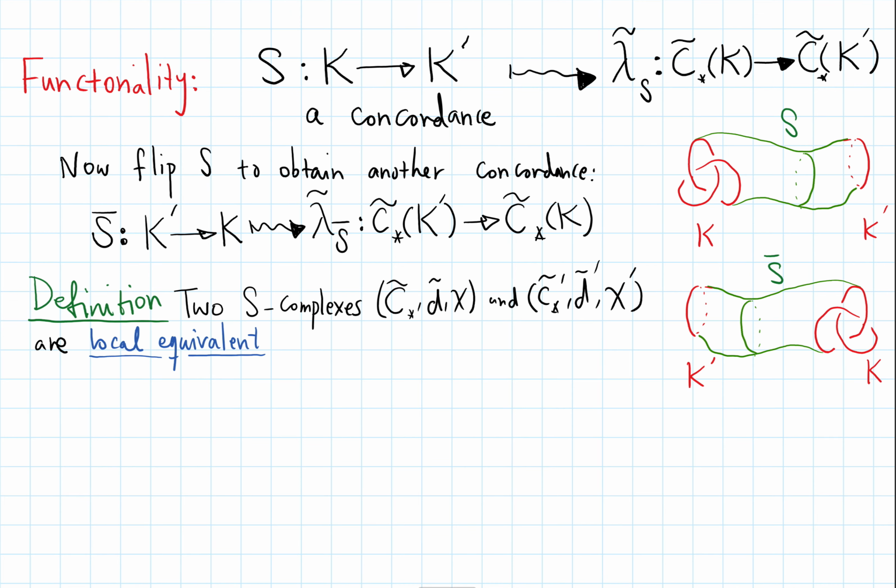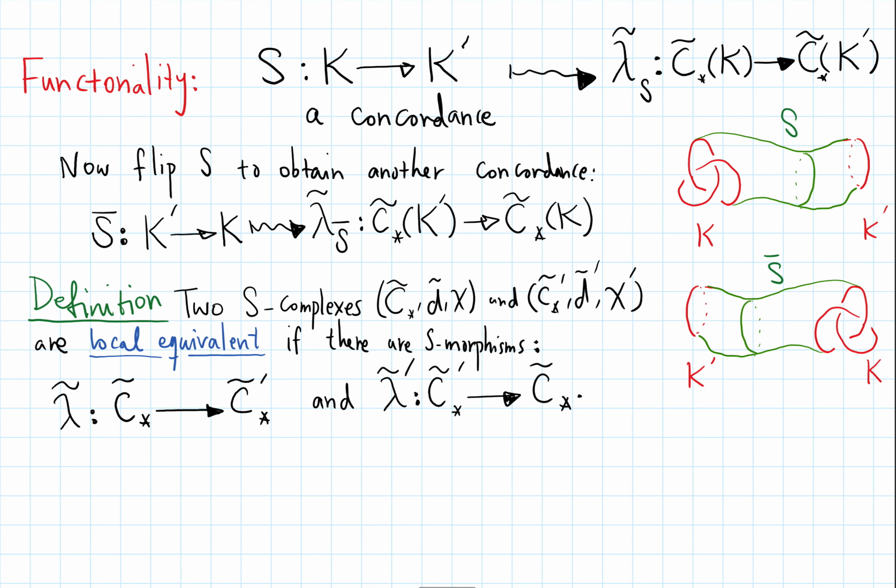We say two S complexes (C tilde, D tilde, chi) and (C tilde prime, D tilde prime, chi prime) are locally equivalent if there are S-morphisms in both directions between them. So there we have an S-morphism lambda tilde from C tilde to C tilde prime, and similarly we have an S-morphism lambda tilde prime from C tilde prime to C tilde.